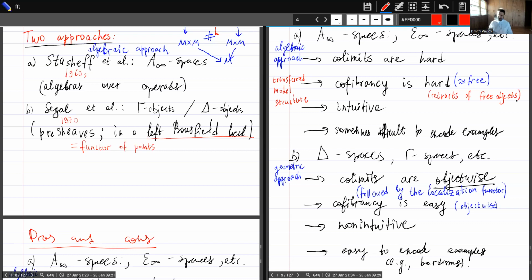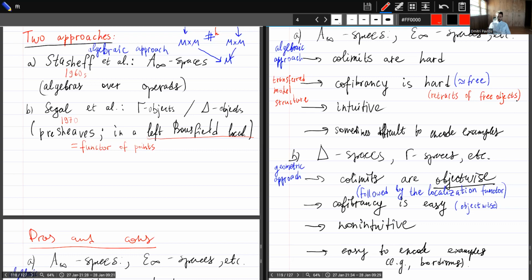And free objects are not so easy. There are not so many of them, and they have a fairly complicated structure over operads. Imagine, for example, a free associative algebra or even a free commutative algebra. The free commutative algebra will be just the algebra of polynomials.